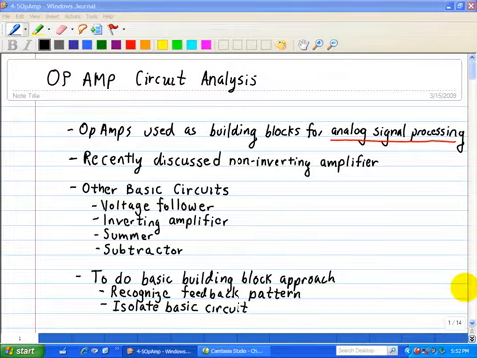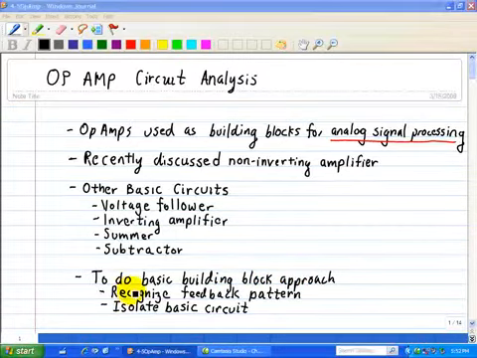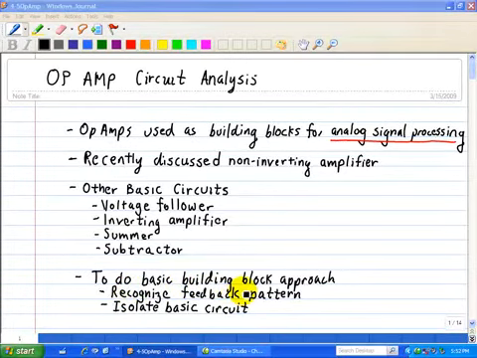Now, a basic building block approach to designing circuits using op-amps is to recognize the feedback pattern, and then once you do that, you need to isolate the basic circuit as a building block, and we'll illustrate this with an example.